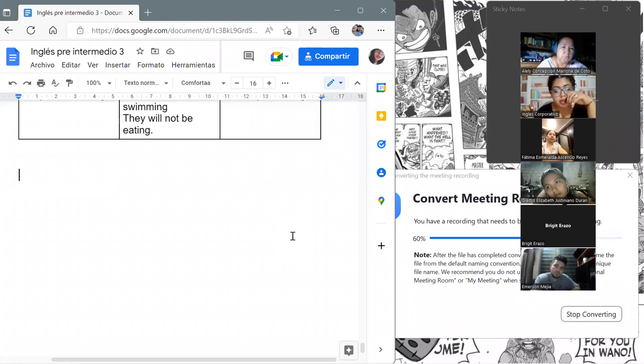For example, will she be going to the party tonight? Will she be going to the party tonight? ¿Ella estará yendo a la fiesta esta noche? Then we can also use this tense for certain progressive events that will take place in the future.